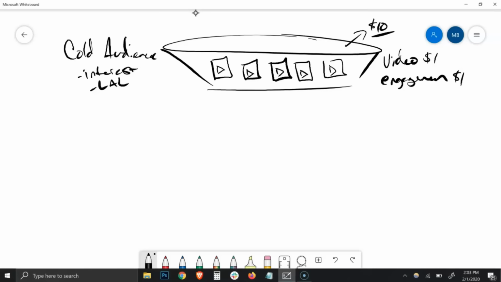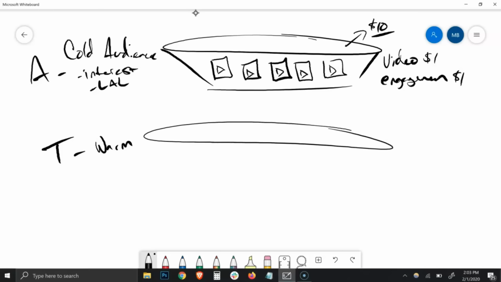And then the second audience is what we'll call your warm audience. And you can go with the ATM if you want. This could be called your trust audience. I'm not particular about the branding of it, but you want to just make sure you know what's going on here. And in this audience, this is for people who have watched 50%.